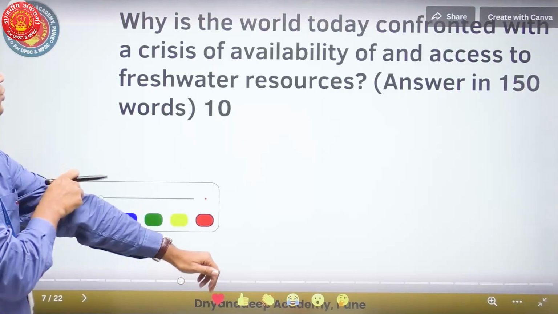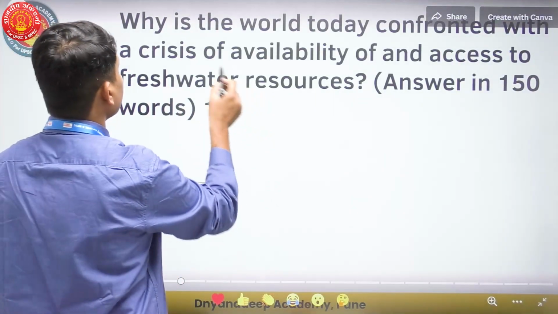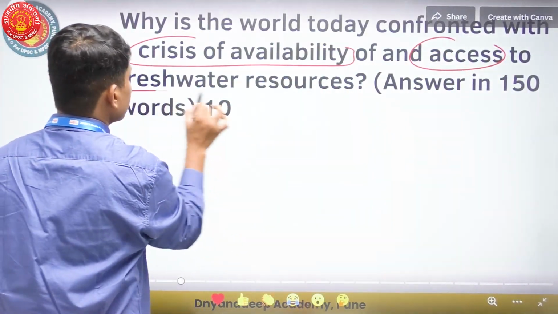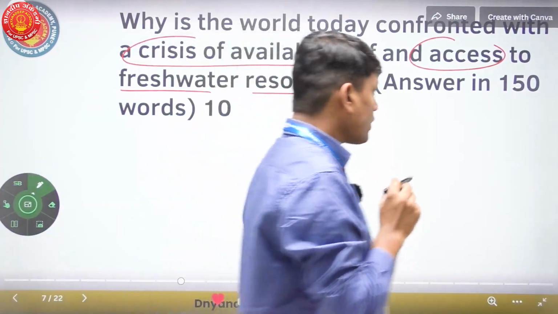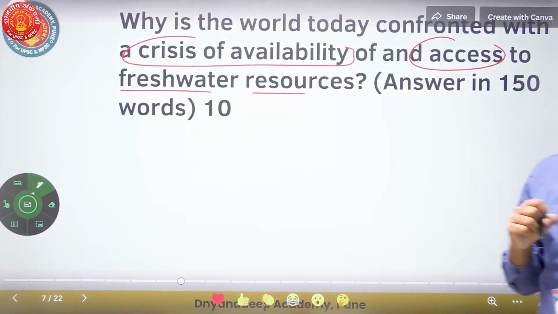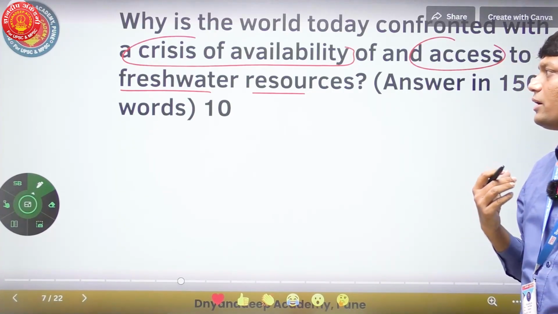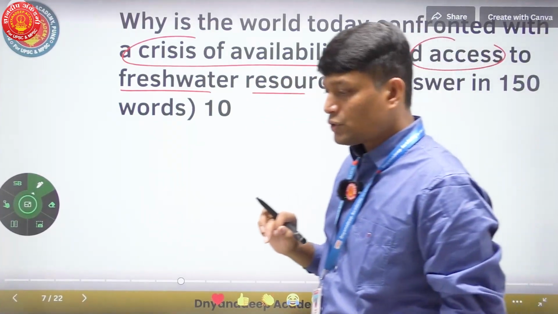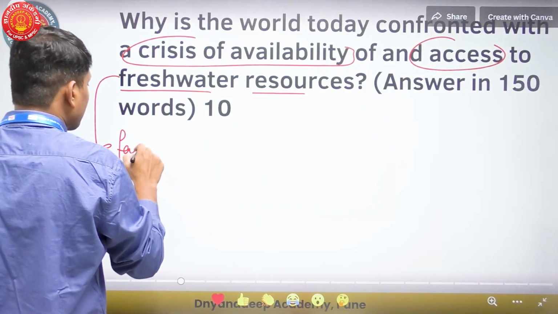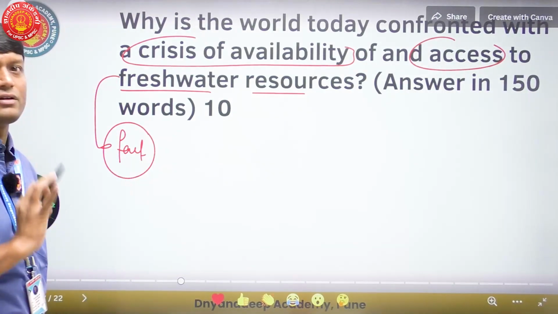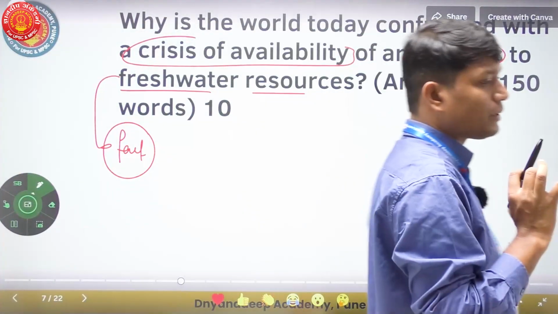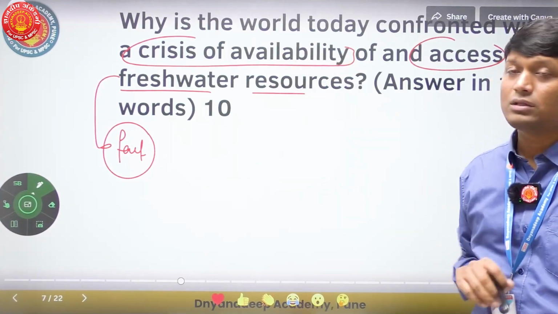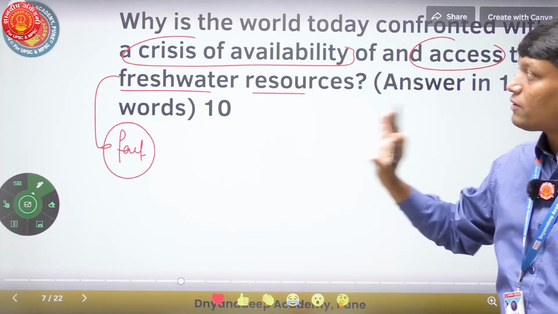Moving further, the next question is, why is the world today confronted with the crisis of availability and access to freshwater resources? Fine. Water resources is a consistent theme for UPSC in the last few years, right? If you look at the PYQs, you will find that water resources have been asked multiple times. So one important part here is you should be thorough with facts and figures, because whatever introduction you are going to provide in this particular answer will be regarding facts and figures, either the present resources or the current crisis. Okay, so very specific facts are required.